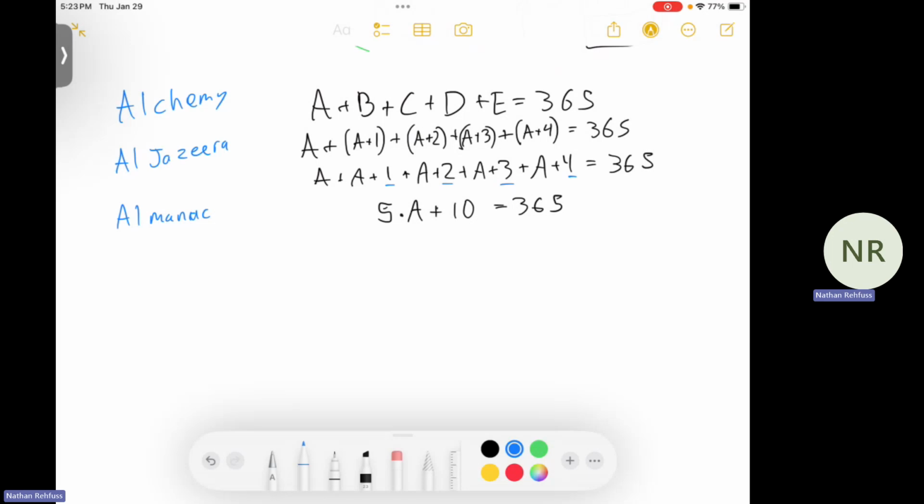Okay, so back to the problem. 5A plus 10 is 365. If we lift 10 pounds off each side of the scale, it will remain balanced. 5A is 355. Now divide both sides by 5. Well, let's see here. Can I do that in my head? 350 divided by 5 is 70. I know that because 35 divided by 5 is 7. And there's one more 5. 5 divided by 5 is 1. So 355 divided by 5 is 71.